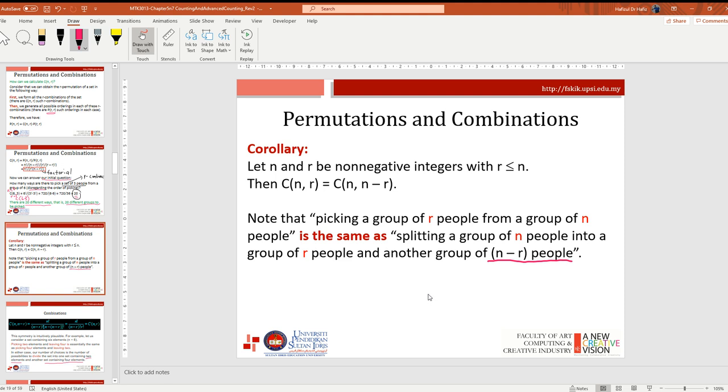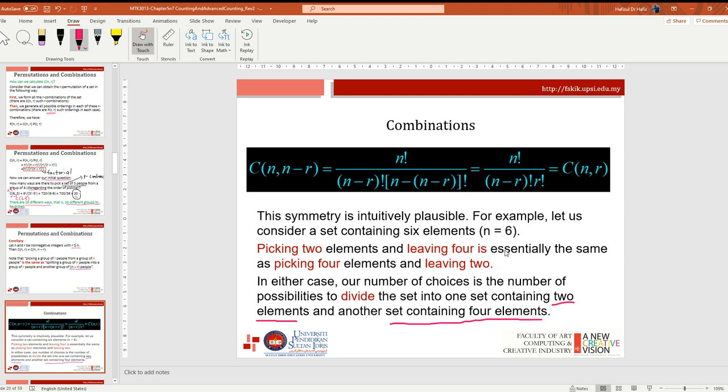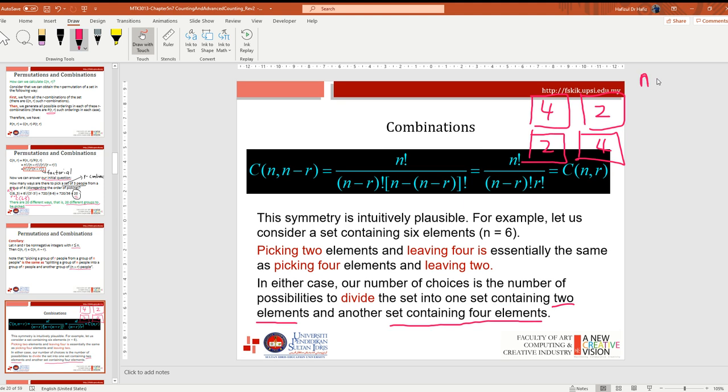Okay, and then for the corollary, let n and r be non-negative integers whereby r is less than or equal to n. Note that picking a group of R from a group of N is the same as splitting N people into a group of R and another group of N minus R people. This one is a combination. Picking two elements and leaving four is essentially the same as picking four elements and leaving two. This one from n is equivalent to 6.